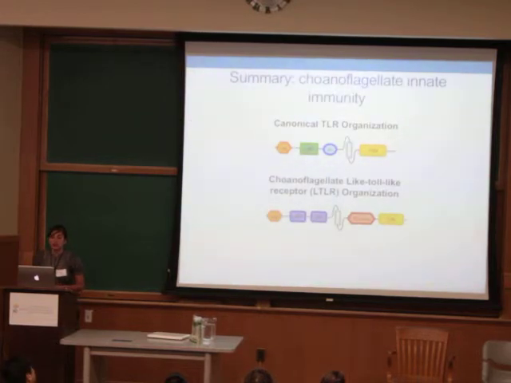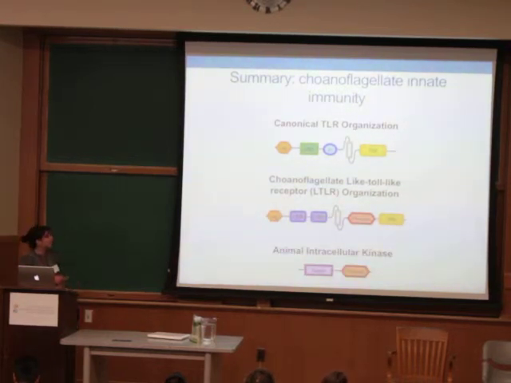So, in summary, these are the 2 major types of TLRs that we found in choanoflagellates. One resembling the canonical animal toll-like receptor organization, and a second novel organization that includes a protein kinase in the actual cytosolic region of the receptor itself, as opposed to a second protein within the cell as seen in animals.